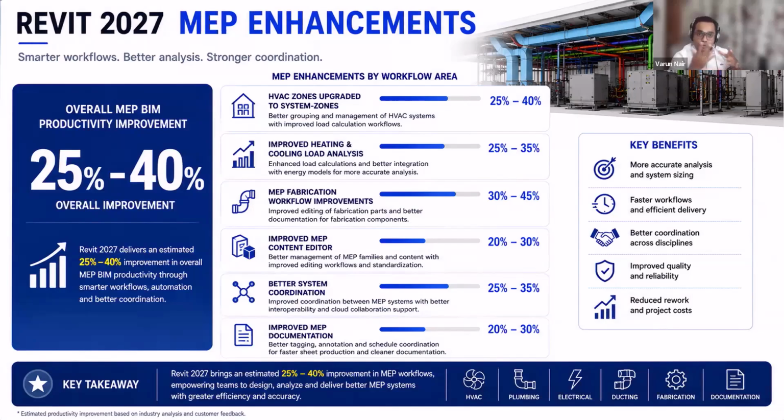This includes the zone upgrade. Earlier there were HVAC zones. Now they have upgraded them to system zones, so under the Systems tab you have the HVAC zones available. Even though we already had heating and cooling load analysis, which used to do it in the best way it could, as the software has enhanced itself, they have also updated it so that it can do that analysis much better and much more accurately. Then MEP fabrication. We have the fabrication environment also available, so you have the MEP fabrication workflow improvements included in the software.